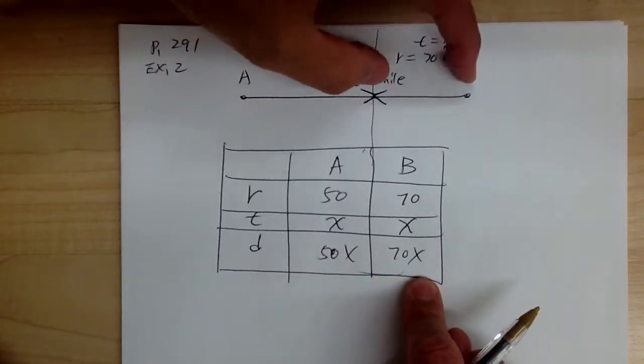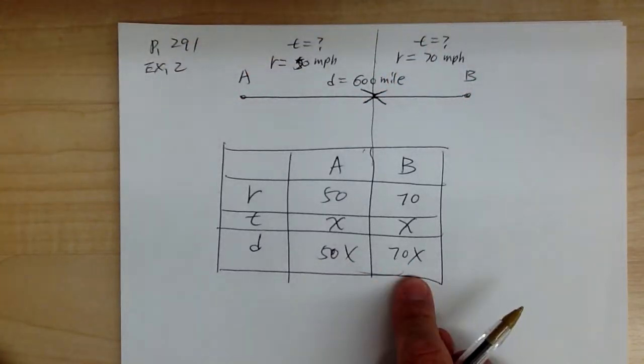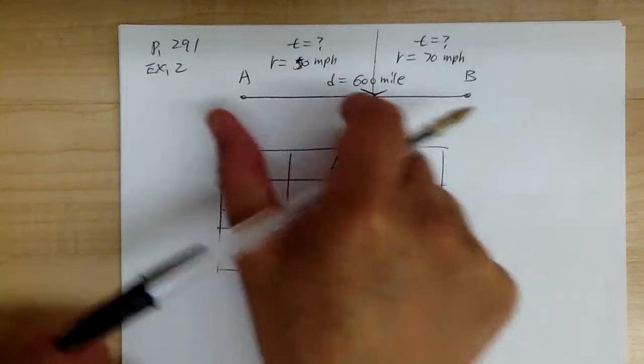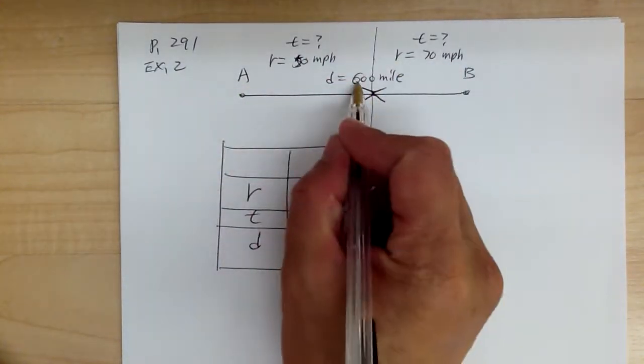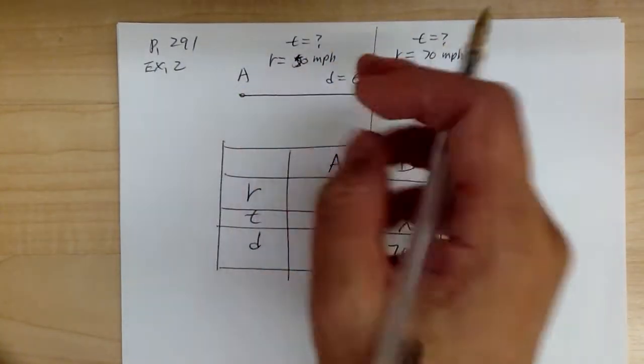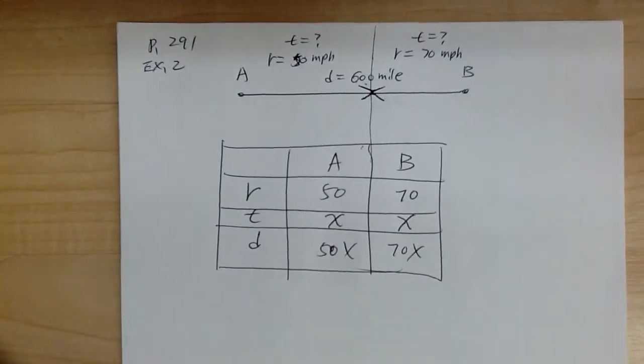Okay? This distance is this over here. So what's the relation between it? Well, if you notice that this and this equal a total of 600. You see that? So you have to look at the picture and really understand the story.